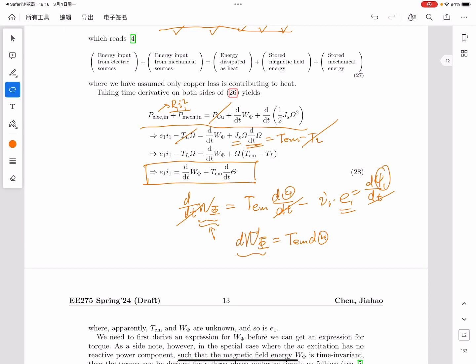It depends on two independent states. The first one is the angular location of the rotor. The other is the flux linkage of the coil.